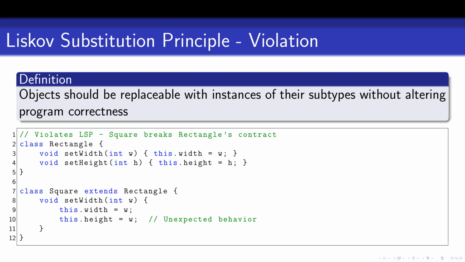The Liskov substitution principle ensures that objects of a superclass can be replaced with objects of a subclass without breaking functionality. It promotes designing hierarchies where derived classes behave predictably.